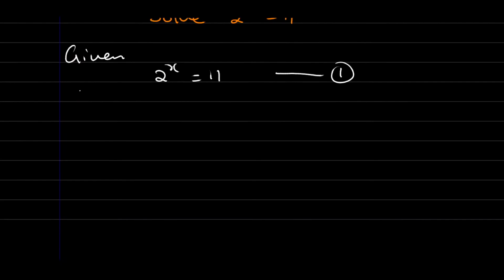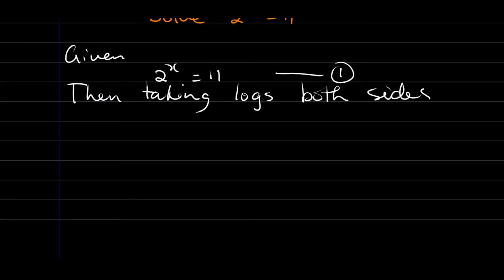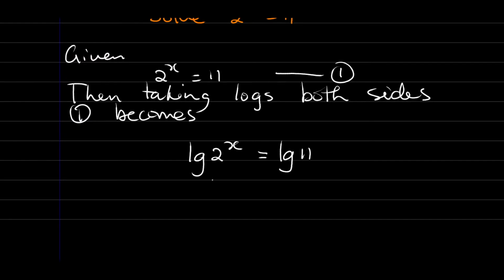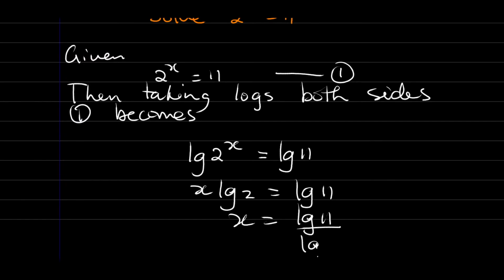I'm going to take logs, well, I can take natural logs too, but taking logs both sides, 1 becomes log of 2 to the power of x equal to log 11. Therefore, that means x log 2 equal log 11. x is equal to log 11 over log 2.